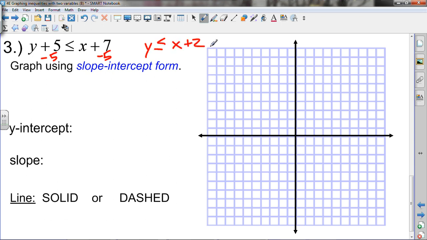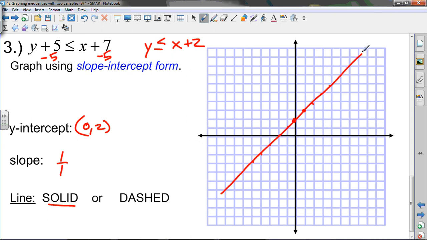Okay, so let's graph the line. Our slope is 1 over 1. Intercept 0, comma 2. And being that it's line underneath, it's solid. So I'm going to go ahead and graph my line as such. Got some guide points here. Okay. All right, so again, let's go ahead and test 0, 0 because it's nice, clearly off the line.